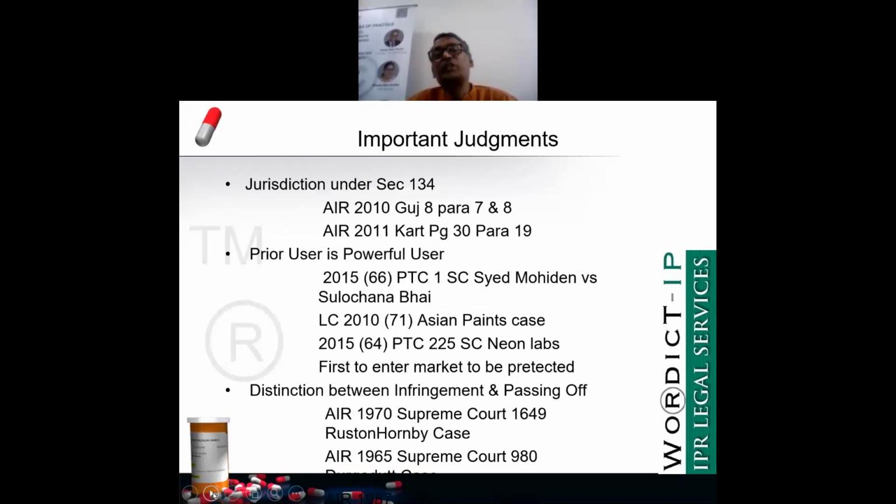Then jurisdiction under Section 134, you have these two cases where, under AIR 210 Gujarat, it has very clearly stated that once the law very clearly says "notwithstanding any other provision contained in CPC," then automatically the jurisdiction comes under the provisions of that particular special Act. So that is what has been laid down.